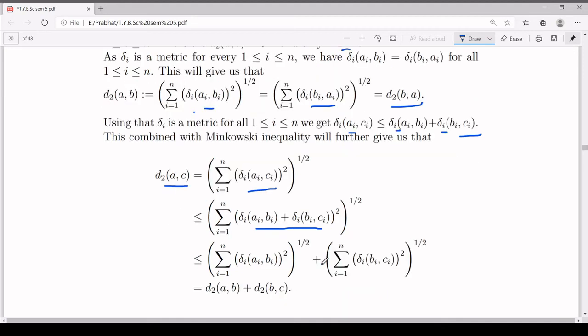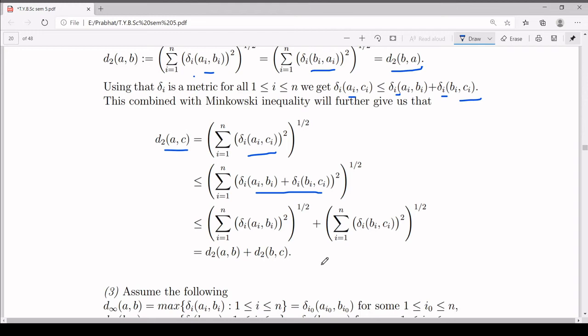Now we will make use of the Minkowski inequality here, and making use of this inequality, you can say this whole term is less than or equal to square root of summation delta_i(a_i, b_i) squared, i running from 1 to n, plus square root of summation delta_i(b_i, c_i) squared, i running from 1 to n. The first term will give you d2 of AB, and the second term will give you d2 of BC. In that way, you prove that d2 of AC is less than or equal to d2 of AB plus d2 of BC. And in that way, you have proved that d2 also defines a metric on X1 cross X2 cross up to Xn.